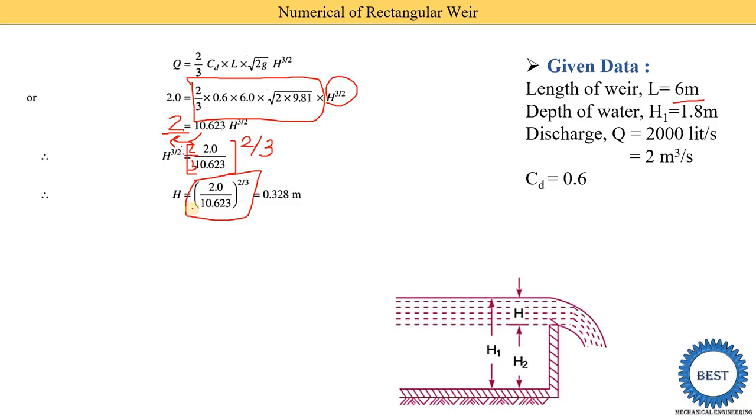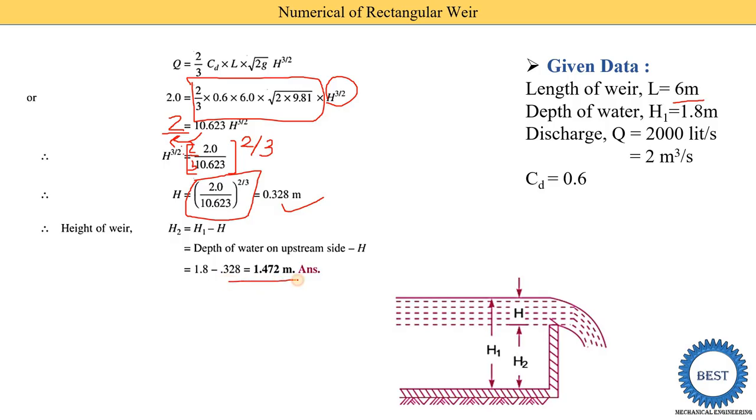The answer for this height of water above the weir is 0.328 meter, but we need to find out H2. Here we simply understand by this figure that H2 is equal to H1 minus H. So we put this value of H1, it is 1.8, and H we found by using this equation of Q. So 1.8 minus 0.328, then we get the answer, it is 1.472 meters. So here we solved our numerical.